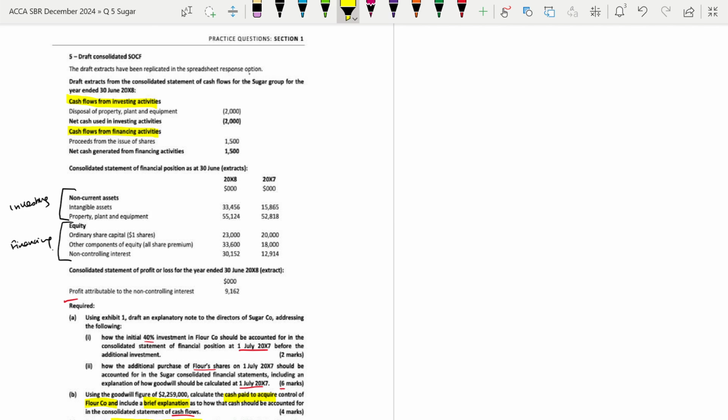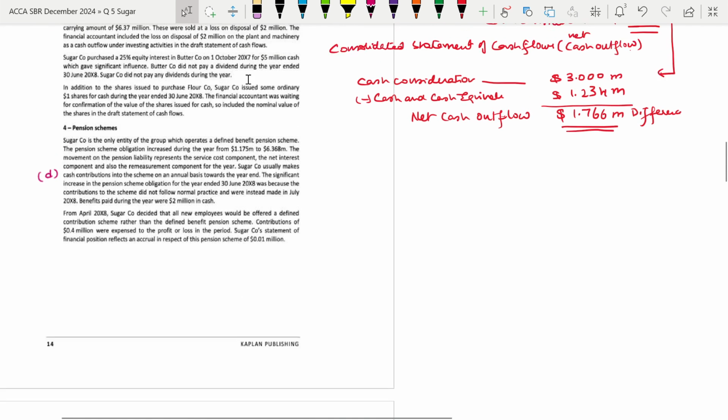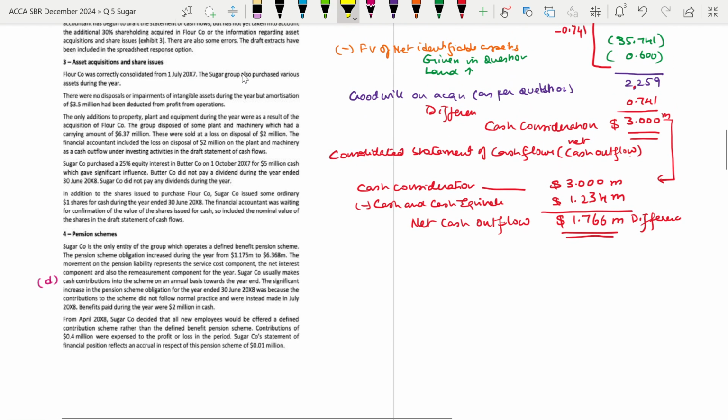What happened? There is a disposal of property, plant and equipment. How much? 2,000. Now, what is the carrying amount? They should have mentioned it; they would have given details also. They say, see the thing: assets, acquisitions and issue of shares. Now, one by one. Flow was consolidated first July 2007.